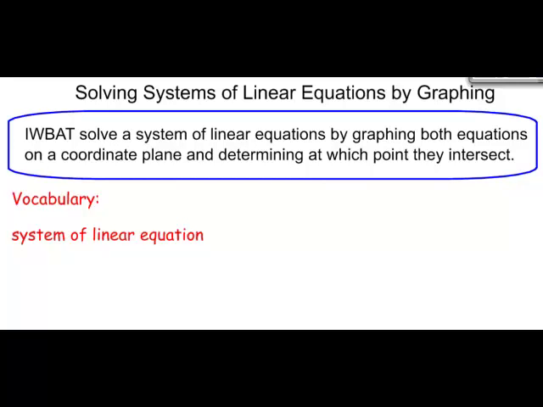Okay, notes on solving systems of linear equations by graphing. Your objective: solve a system of linear equations by graphing both equations on a coordinate plane and determining at which point they intersect. So we're not solving equations with just one variable. Now we're solving equations with two.